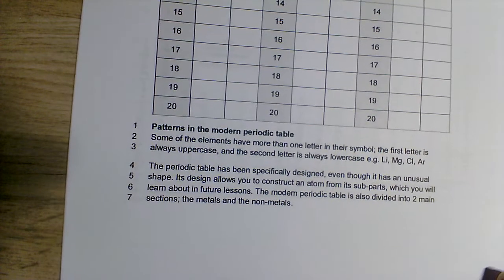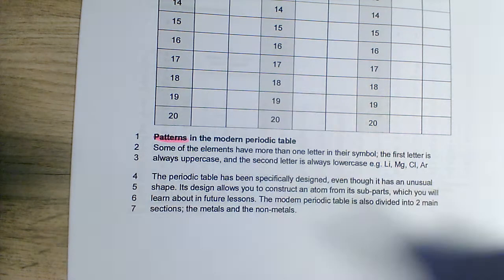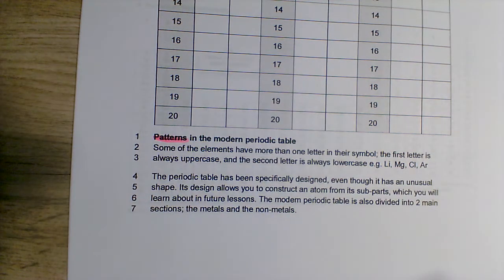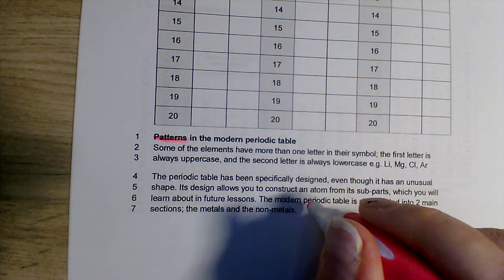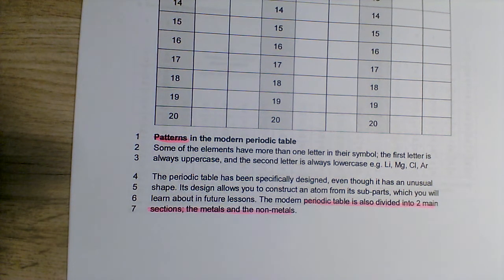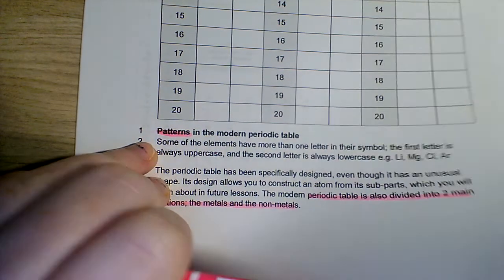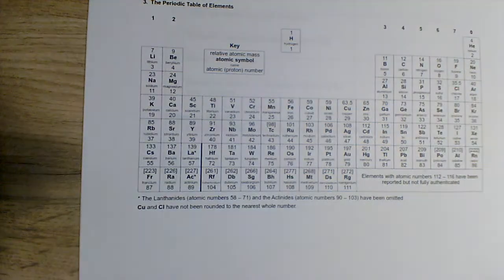So, moving on then. Some patterns that we need to be aware of. The periodic table is divided into 2 main sections, and that's the metals and the non-metals. And we need to know the properties of these. Go to the next page.